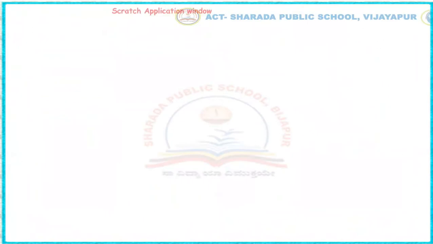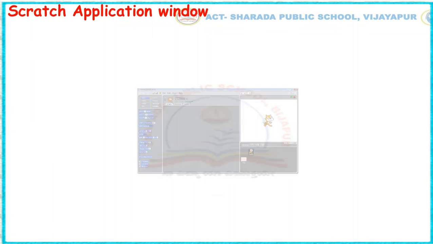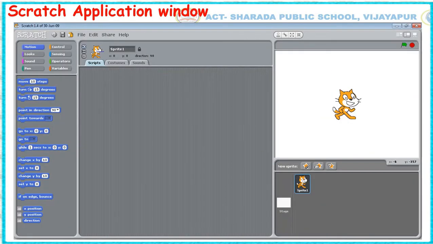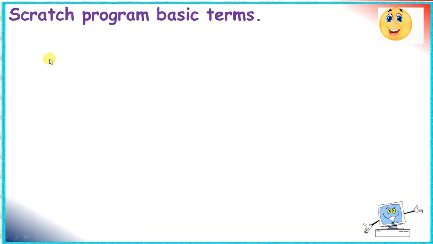Let us move to the Scratch application window. Here we have the Scratch application window and we will identify the parts of this window. Here we have the stage, the white area is called the stage. Here is a sprite, a picture is called a sprite. Here we have the script area. Here we have the blocks palette. Here we have menus.